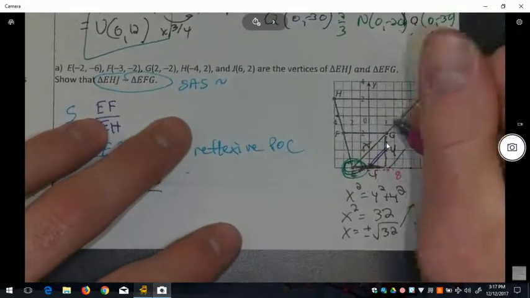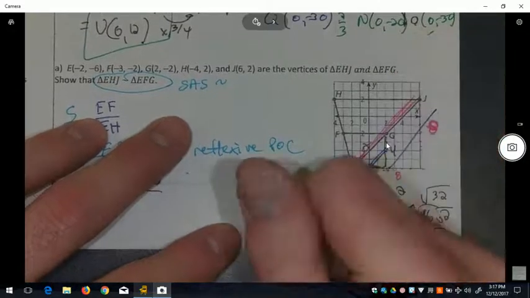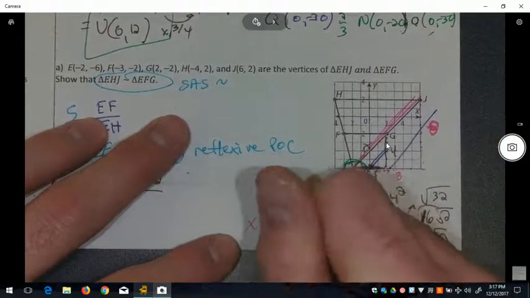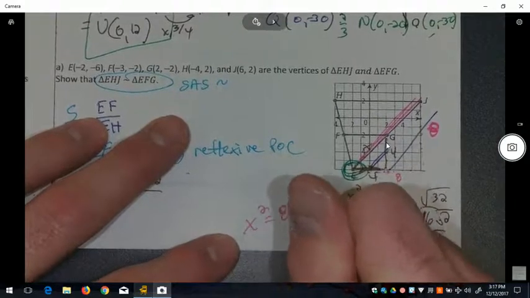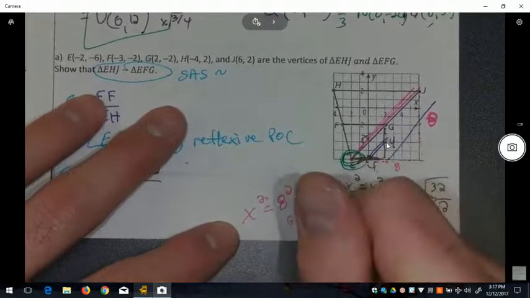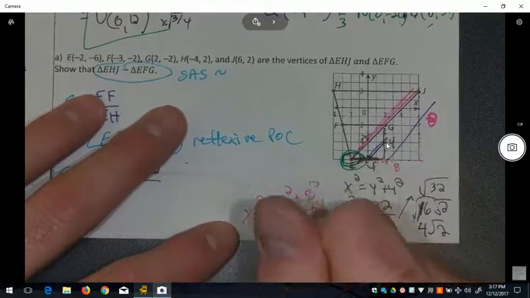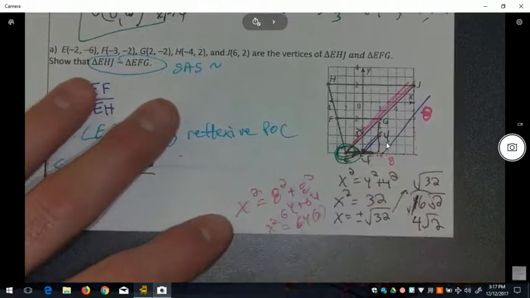So now I have for that whole length, x squared equals 8 squared plus 8 squared. 8 squared and 8 squared is 64 and 64, which is 64 times 2. Some of you figured that out already from the last problem.